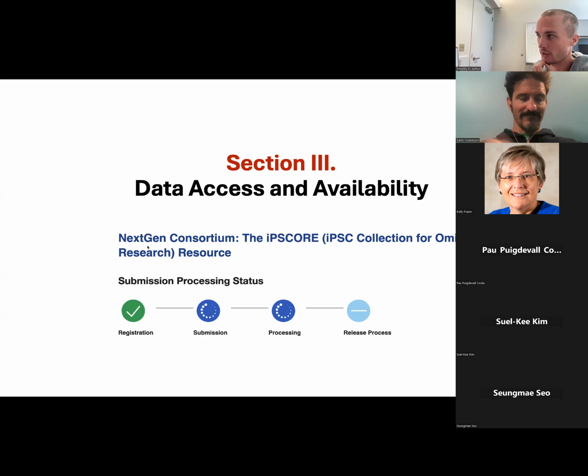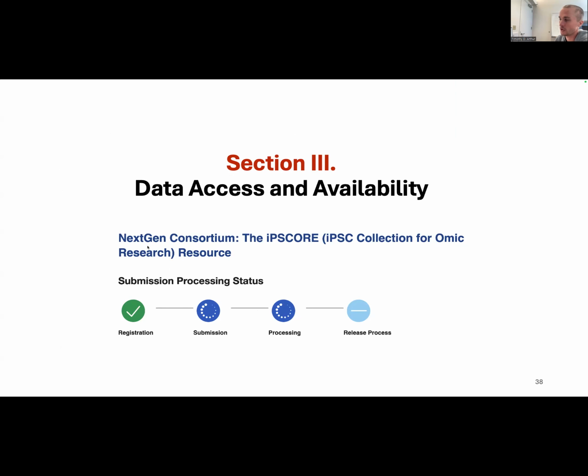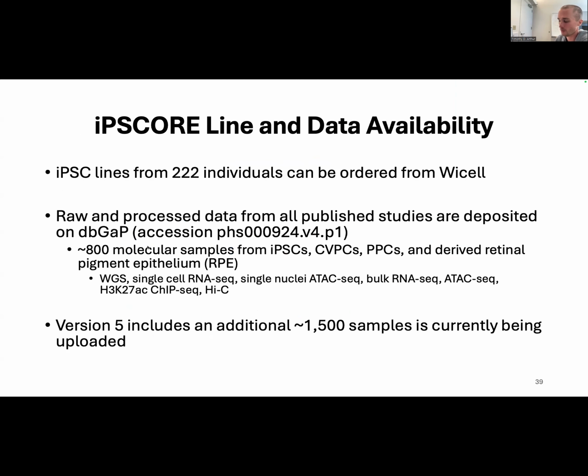So I'll spend 2 minutes just explaining where this data is and how to obtain it. There has been a monumental effort from Jennifer, who I mentioned was a co-author on the first project, and a research associate in the lab, Ben, to make this data publicly available. Data from previous studies are available on dbGaP as version 4, and we're currently uploading approximately 1,500 additional samples, which includes data from every single study that has come out of iPSCORE, and it will have single nuclei ATAC peak, bulk RNA, single cell RNA-seq, Hi-C, pretty much any molecular data type that exists is going to be deposited in version 5.